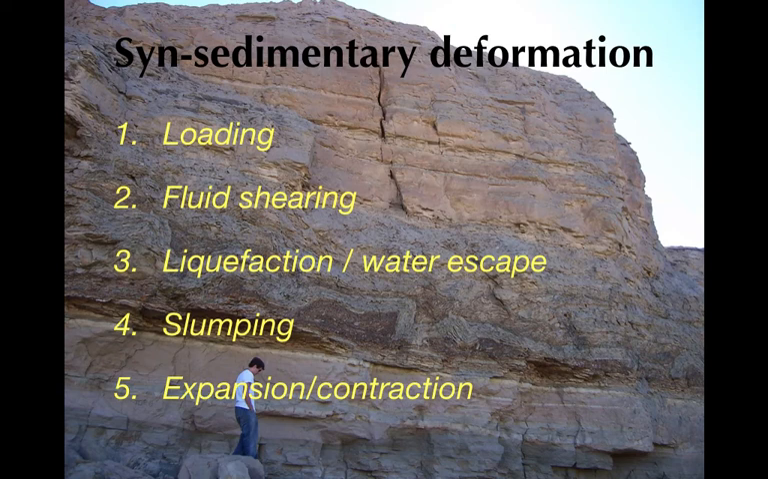Liquefaction and water escape occur when too much water is trapped between grains of deposited sediment and then the water gets released upwards. Slumping happens when layers of sediment slide down slope as a semi-coherent mass. And expansion and contraction occur usually at the sediment surface, usually when wet sediment is exposed to air or when dry sediment is wetted, causing mud, for example, to expand or contract.